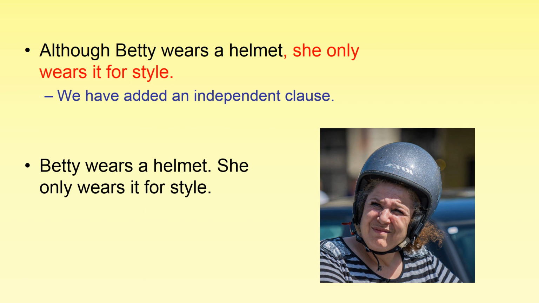After the dependent clause, we have she only wears it for style, meaning she only wears the helmet for style. This could stand on its own as a complete sentence. So we've added an independent clause after the dependent clause, so we have a complete sentence in the end. Down here we have Betty wears a helmet, period. She only wears it for style, period. Here we have an independent clause followed by another independent clause, and actually they are functioning as complete sentences because we have a period between them.